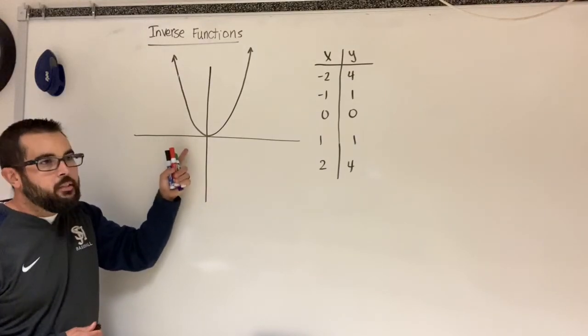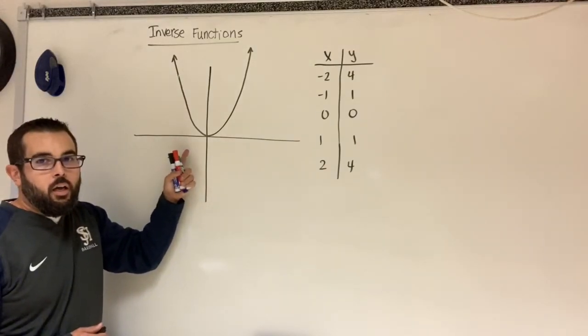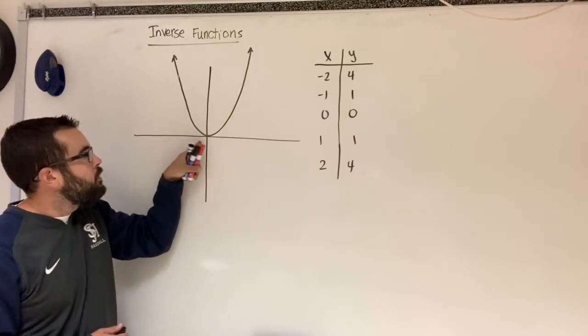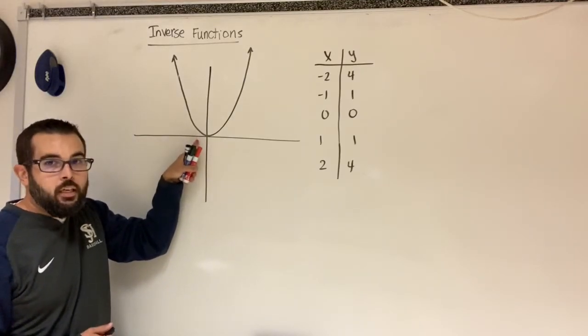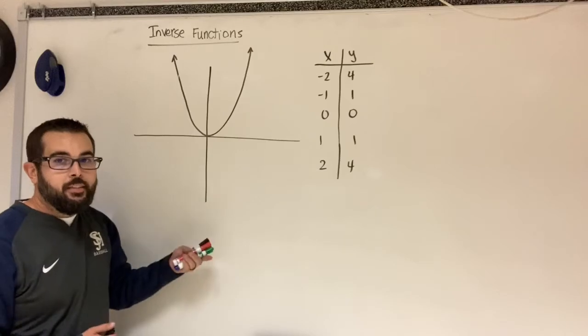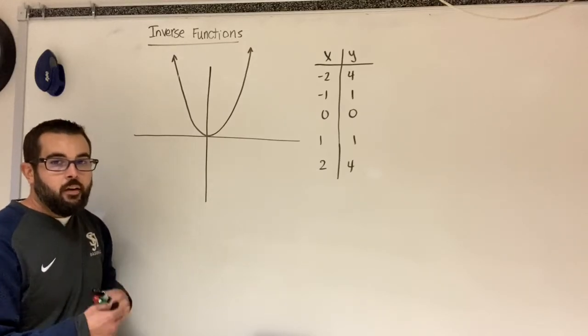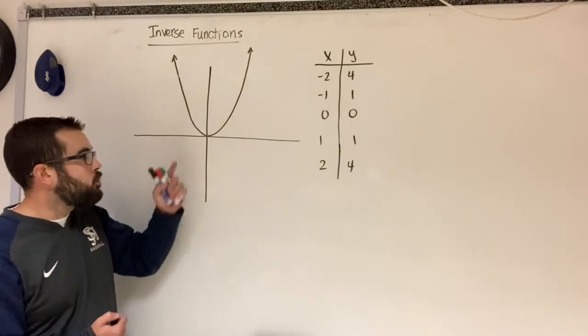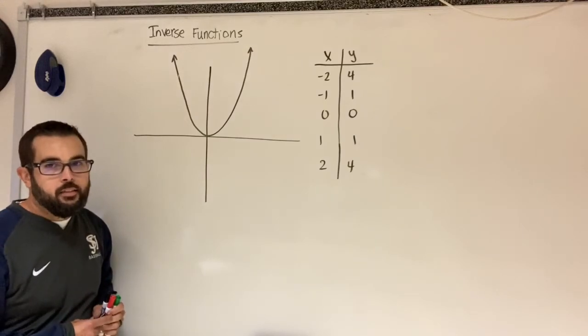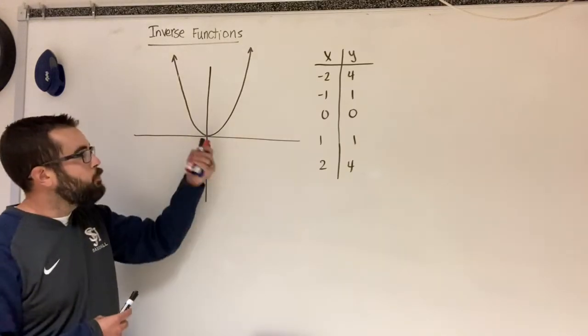So the question is, if I take the inverse of this function, is it always going to be a function itself? Is the inverse graph going to be a function? Is it still going to pass the vertical line test? So I want to explore that a little bit.